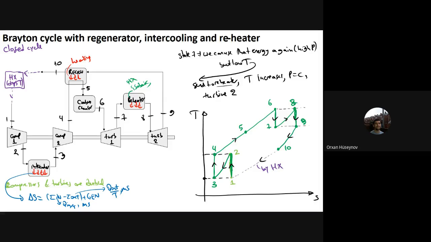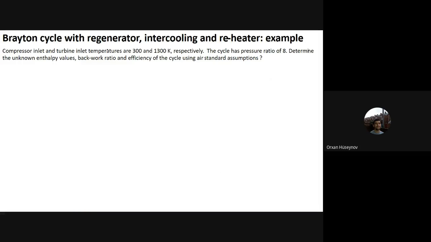Okay, so let's solve an example. We have that Brayton cycle with the regenerator, intercooling, and the reheater example. This one is actually without regenerator, so this one is a simple Brayton cycle. These components are not there. We have a Brayton cycle, the simplest one.